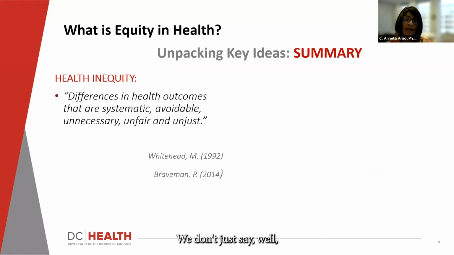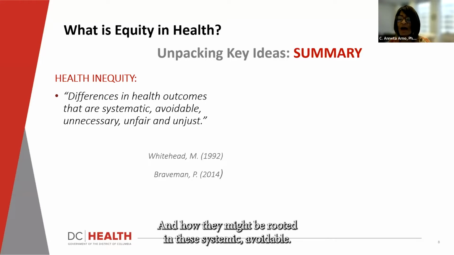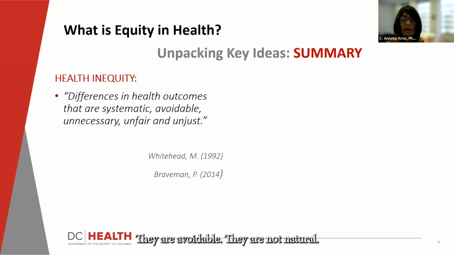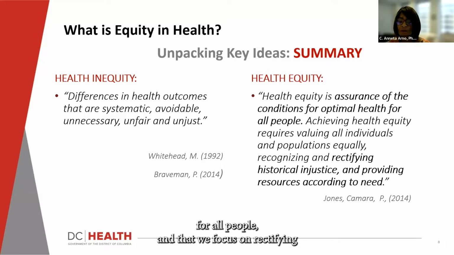We don't just say, well, everybody has high blood pressure, therefore, hey, it doesn't matter. We're looking to see what those differences are and how they might be rooted in these systemic, avoidable causes. And I think that's what we want to underscore. They are avoidable. They are not natural. And then what is health equity in a more summarized form? Health equity is the assurance of conditions of optimal health for all people, and that we focus on rectifying historical injustice and providing resources according to need.